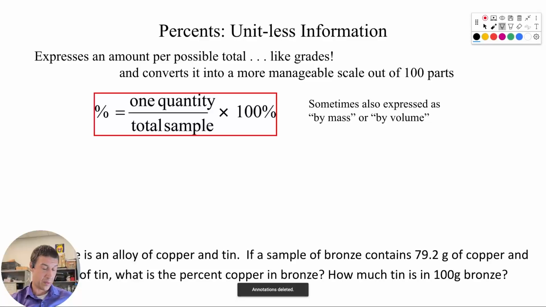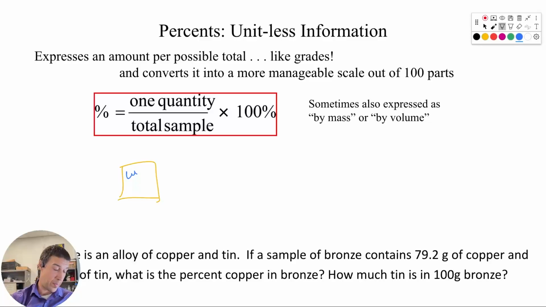Do I clear ink? Yeah, that works. And we can look at an example question. We've got bronze. So let's pretend we've got a sample here. We've got bronze. So here's a chunk of bronze, and it's a mixture of copper and tin. Okay, so it's got copper in here and it has tin. In this particular case, it doesn't matter about the symbols, but copper is Cu and tin is Sn.